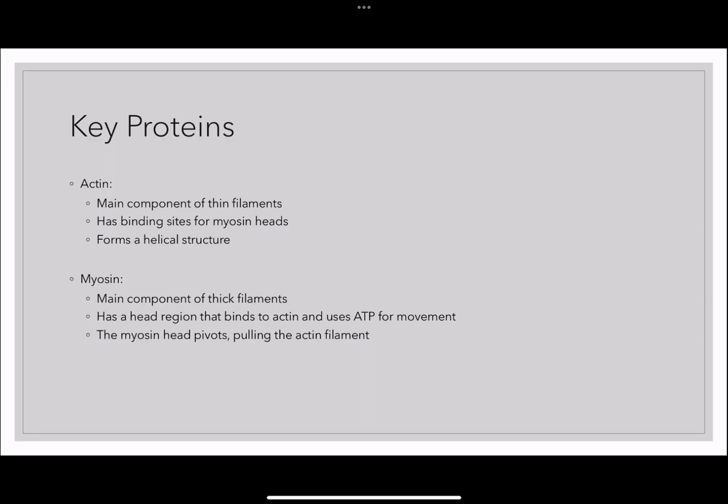Okay, so throughout this process, there are a few key proteins, and the ones we're mainly going to be talking about today are actin and myosin. So the actin is the main component of thin filaments, and they have a binding site for myosin heads, and they form a helical structure. And then the myosin is the main component of thick filaments, and they have a head region that binds to actin and uses ATP for movement. The myosin head pivots, and this pulls the actin filament.